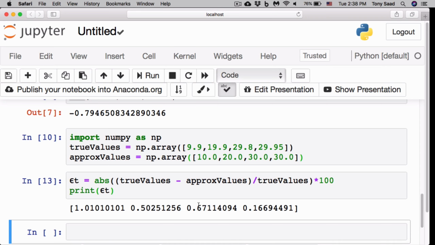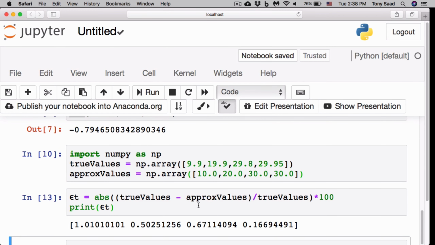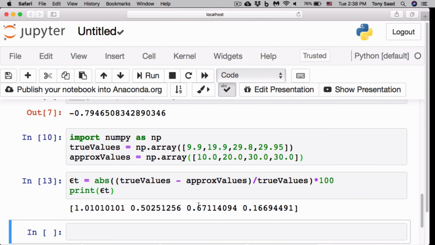Who did this in the homework? Okay, cool. For those who didn't, it's an opportunity now to start thinking, how can we do it better? How can we do things better?